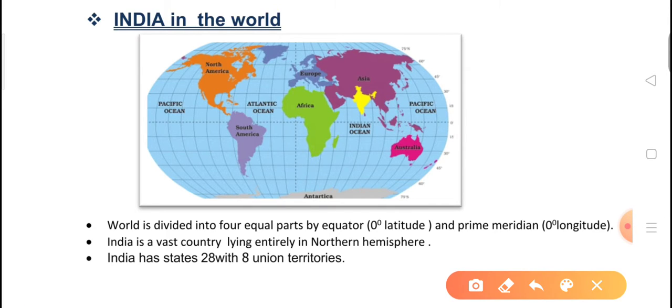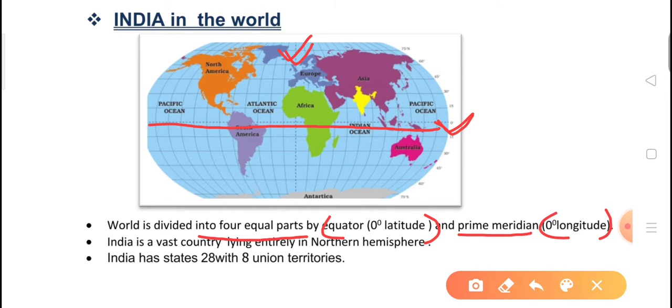As we know that the world is divided into four equal parts by the equator, also known as 0 degree latitude, and by the prime meridian, also known as 0 degree longitude. So when the 0 degree latitude and 0 degree longitude cross each other perpendicularly, they divide the world into four equal parts. Now, India is a vast country lying entirely in the northern hemisphere.